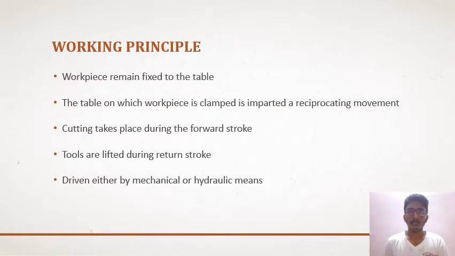Working principle. A table on which the workpiece is placed is mounted on a large bed, and the workpiece will remain fixed to the table and there won't be any relative motion of the workpiece. The table on which workpiece is clamped is imparted a reciprocating movement, that is, to and fro motion. During the forward stroke of the table, cutting takes place. Chipping of tool cutting edges can happen during the return stroke because the tools rub along a workpiece while returning. In order to prevent them, tools are either tilted or lifted during the return stroke. These to and fro motions of table are achieved with the help of electric motors, and the power transmission takes place either by mechanical or hydraulic means.